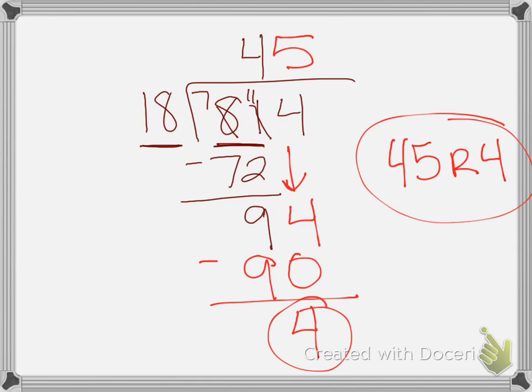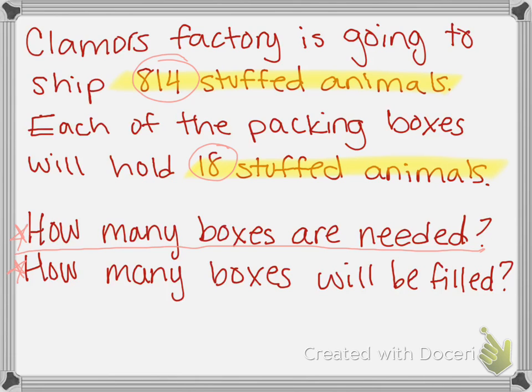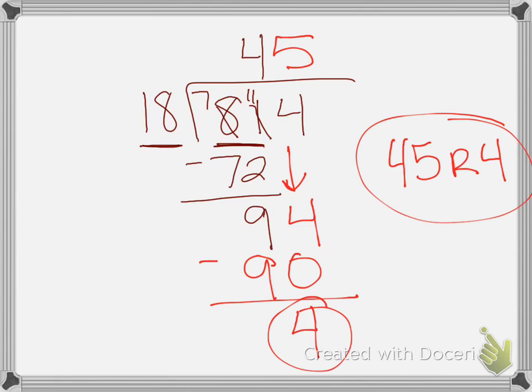So I need to go back to my problem because remember I have two questions that I'm answering. The first question is, how many boxes are needed? Well, if I have 45 remainder 4, we can't just leave these 4 left out. We have to ship those stuffed animals. So how many boxes will I need? Well, I have to round up. So I would need 46 boxes.